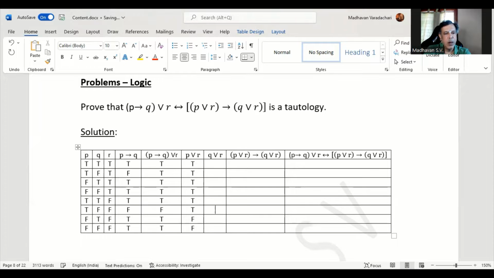Then comes Q or R. So second column and third column elements are getting compared. So true, true, true, true, true. This will be false. This is true. This is false. Then comes P or R implies Q or R. Means these two columns, we need to see if the first statement is true, second statement is false, only then it is false, otherwise it is true. That is occurring here only. The rest of all are true.